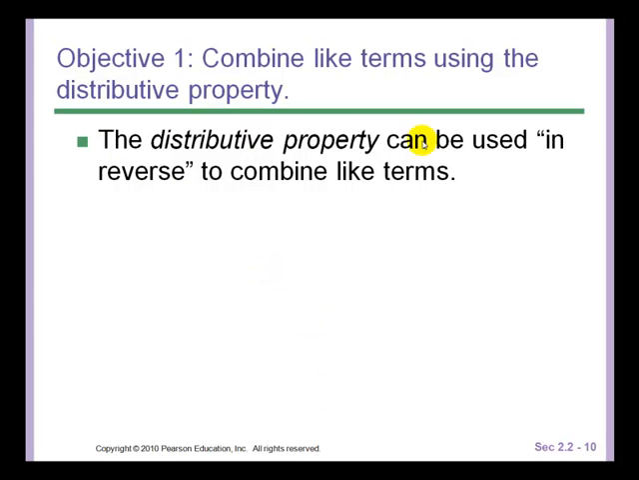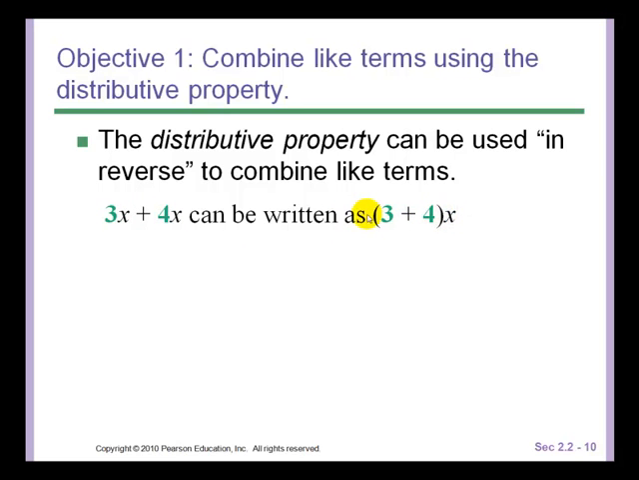The distributive property can be used in reverse to combine like terms. This expression, 3x plus 4x, can be written as parenthesis 3 plus 4 parenthesis x. You are undistributing the x. You're taking back this x. Remember, when you have 3x, this means 3 times x, and this means 4 times x. So you're just undistributing the multiplication.